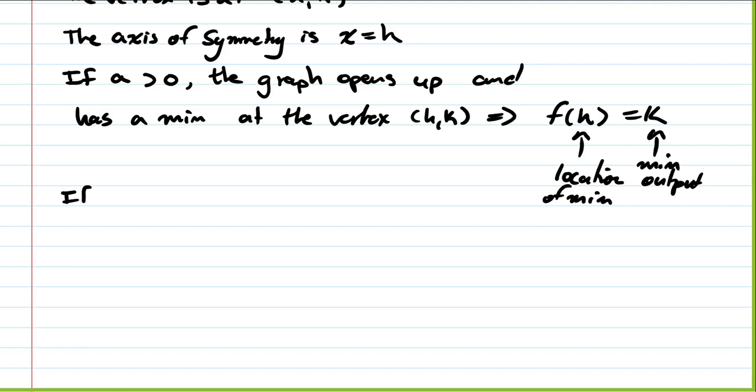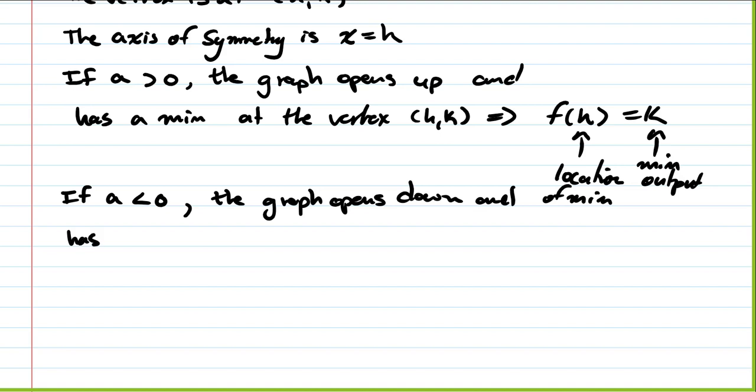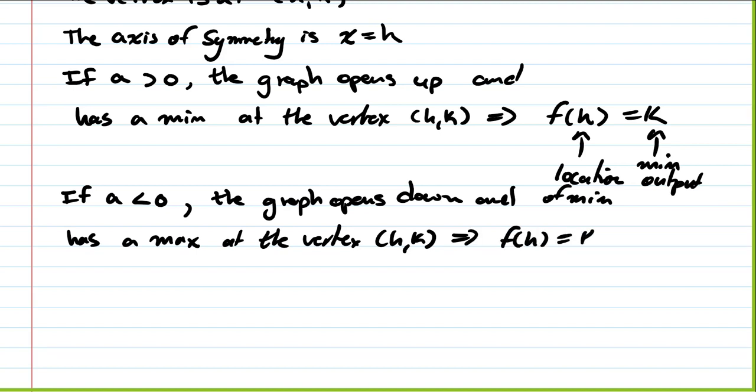If our a value is less than 0, then the graph opens down, and has a max at the vertex h, k. So once again, it's going to be f of h is equal to k, and this is going to be our location, and the k is the max value.